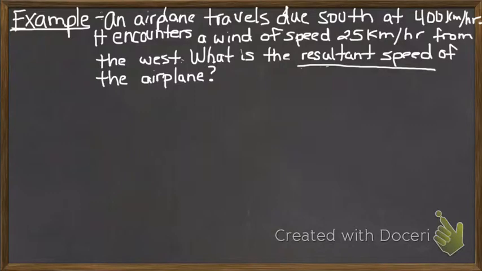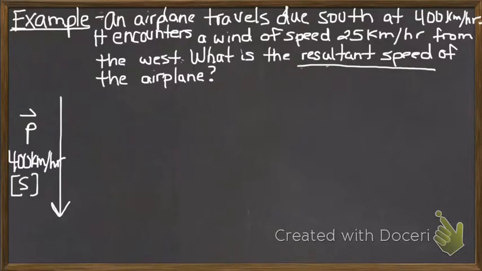So the first thing we do is draw a vector to represent the airplane traveling due south at 400 kilometers an hour. I'm going to sketch that over on the left side here. So if it's flying due south, there's the vector. Now I'm going to give the vector a name, or a symbol, P for plane with a little arrowhead on top. Again, the magnitude is 400 kilometers per hour, and the direction is due south.